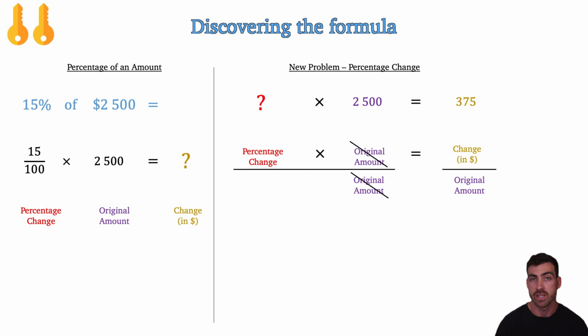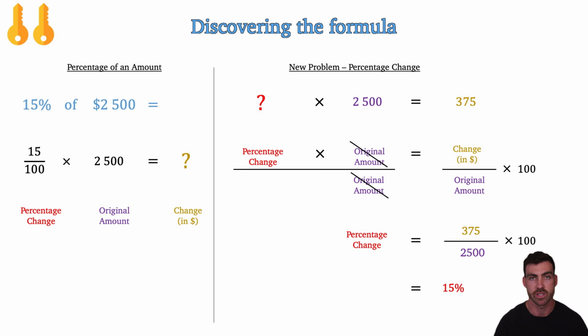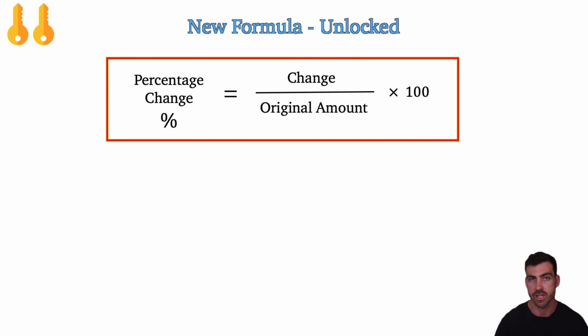Now we've found the percentage, but as a fraction or decimal. Our final step is we multiply by 100. Now let's substitute the values into our newly made formula, and we can see the percentage change equals 15%. So what did we just discover? Percentage change equals the change over the original amount times 100.